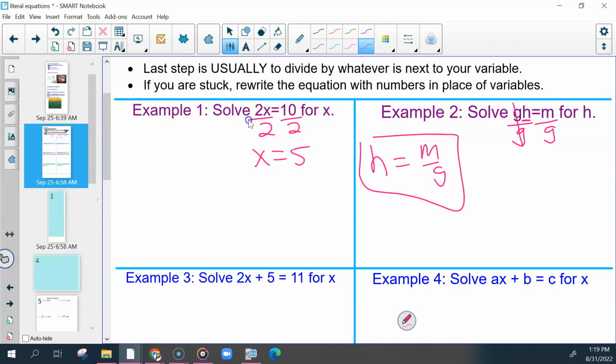We have no idea what that means. We don't have any numbers to input. If we did, we could say whatever m is, whatever g is, divide them, and we get h. But we don't. So we just say whatever m is, divide that by g, and we get h. So sometimes you'll look at these, and you'll get answers, and maybe you'll think, what are we even doing? Solving literal equations. Just keep that thought in mind. All right, questions so far?